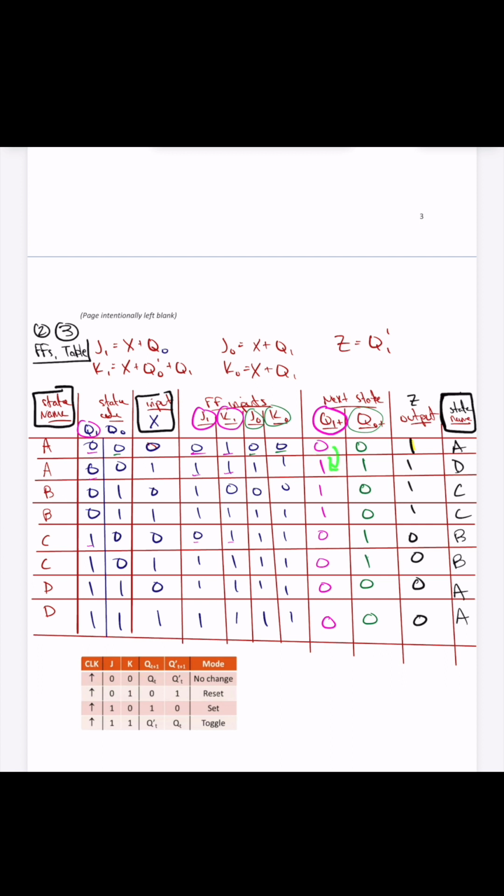Next one is a good example of how it changes. So it starts at 0. It is 1, 1, which we know to be toggle. So that changes 0 to 1. Rinse and repeat for the rest of these columns here. Next is the Z output. Again, you get this from the Boolean equation.